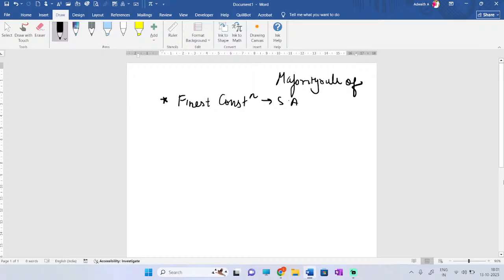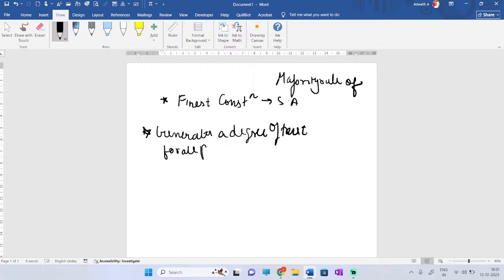Why do we need a constitution? First point you can write: generates a degree of trust for all people to live together.